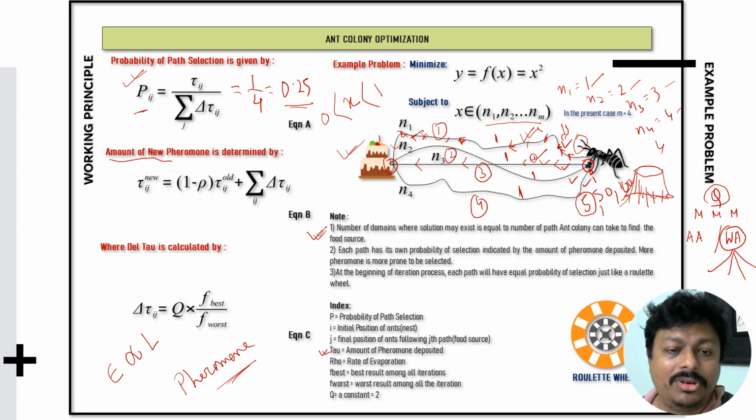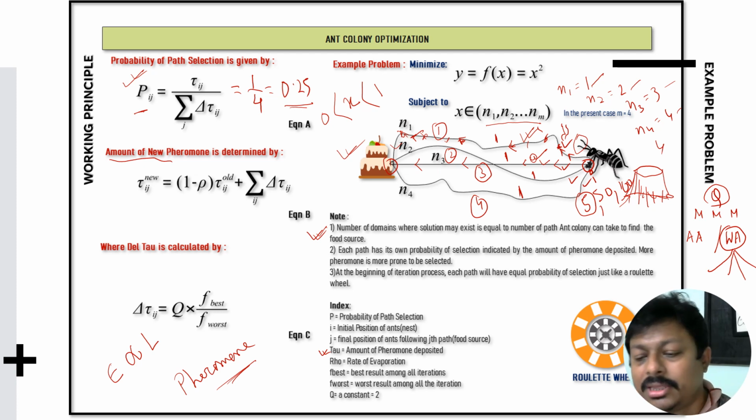So the amount of new pheromone is determined by 1 minus rho into the old pheromone plus the summation of change in pheromones in a single path, sorry, not all the paths. But why is this a summation? Because not just one ant has traversed the path.